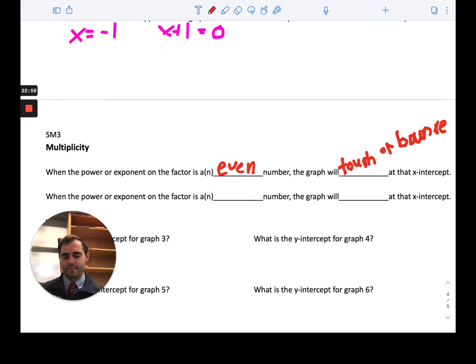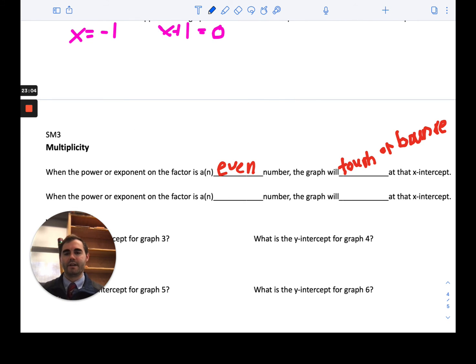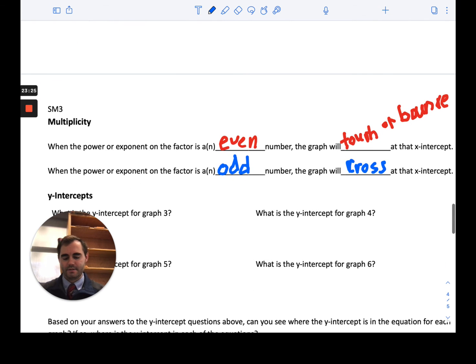At the x-intercept, okay? And as we noticed from up above, with the ones where we had the 1 on them, notice that we crossed there. So when the power or exponent on the factor is an odd number, the graph will cross at that x-intercept, okay?